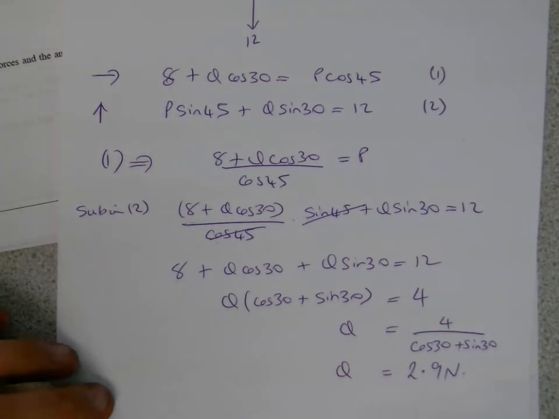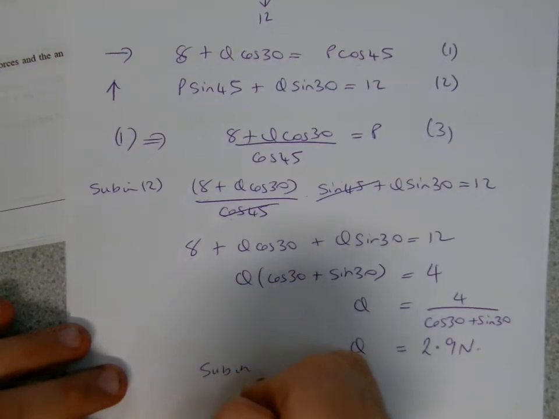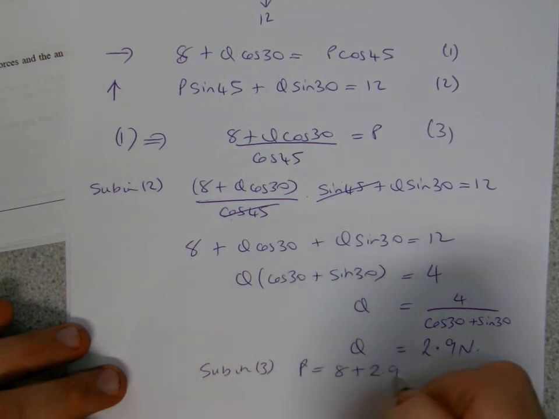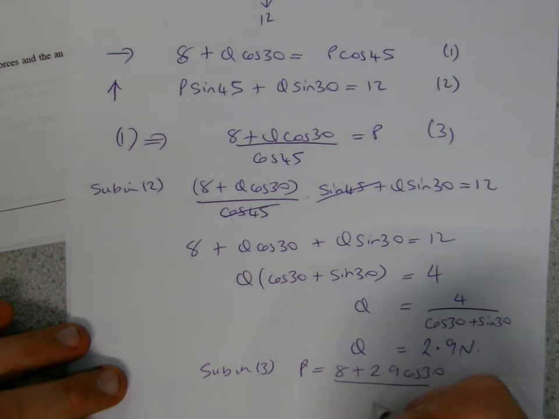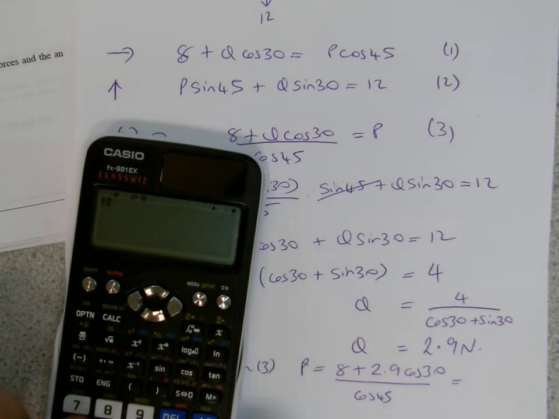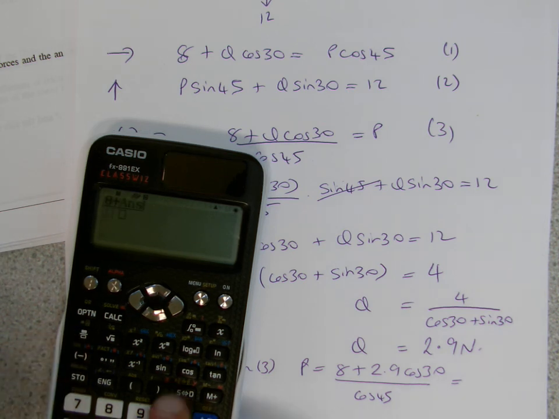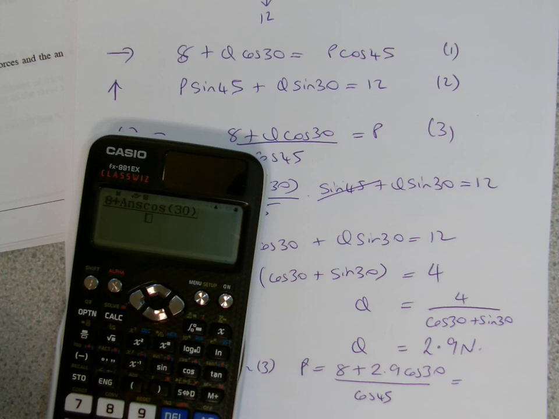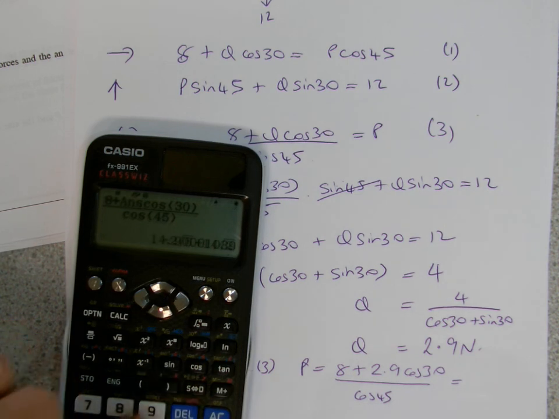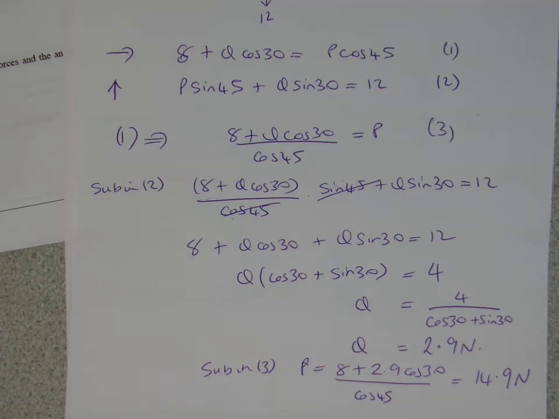And then to get P, all you've got to do is sub it in here. If I call this 3, we just sub in 3, so P will equal 8 plus 2.9 cos 30 over cos 45. So I get my calculator, and perhaps what I'll do is 8 plus ans, let's get a fraction, 8 plus ans cos 30, so I've got it even more precise, over cos 45, and I get my answer. Let's press the SD button, I get 14.9 newtons, correct to 1 decimal place.